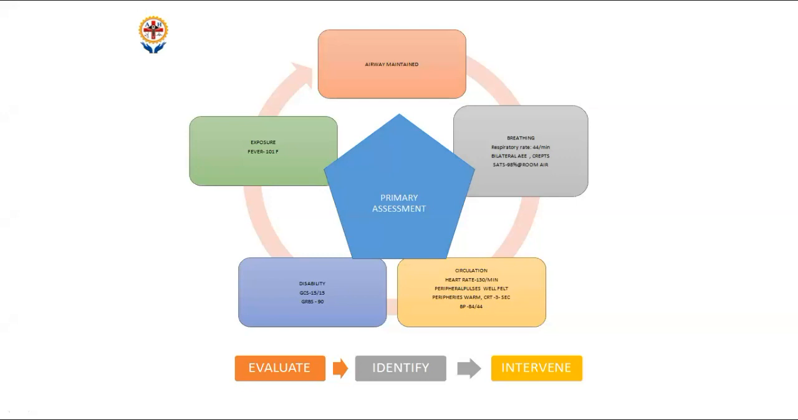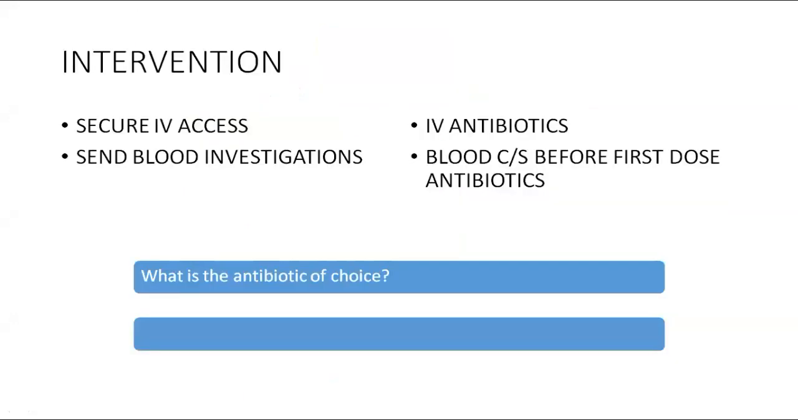Ma'am, we give an antipyretic, ma'am. Their fever is 101, ma'am. Okay, yes. We can secure IV access, control fever, and collect blood samples. We can give IV paracetamol, and before giving the first dose of IV antibiotics, always send a blood culture. So here is a child presenting with fever for almost 4 weeks. What choice of antibiotics do you want to start for this child?